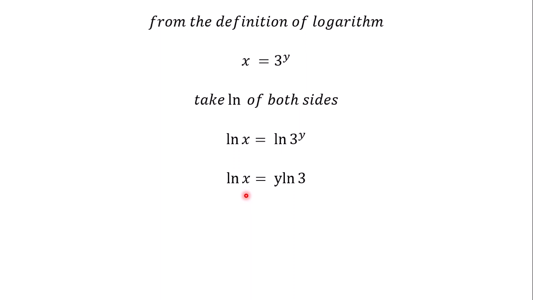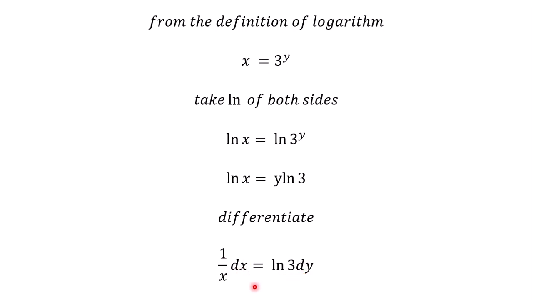Now here we are just going to differentiate. When we differentiate ln x, we are going to get 1 over x dx. And when you differentiate this, we are going to get ln3 dy. So 1 over x dx is equal to ln3 dy.